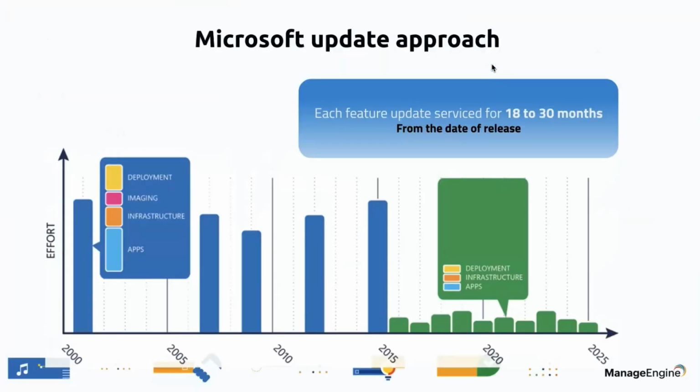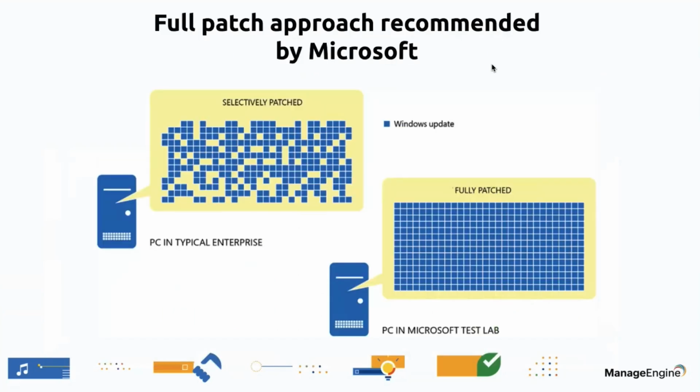On the screen, you're currently seeing the Microsoft Feature Pack service updates. Initially, the graph started in 2000, where the updates were infrequently released, and it was quite big, so that it made it difficult for the IT administrators to patch them. Now, Microsoft has extended free feature pack service up to 18 to 30 months from the date of release, and the updates are quite frequent, where they release the patches on the second Tuesday of every month.